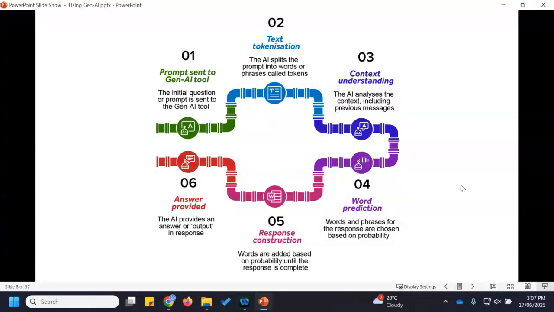So it'll look at previous messages that you've spoken about. It'll look at the information that it's been trained on and try and create a context around your prompt. It'll then try and predict the most likely response that you are looking for based on that context. It'll then construct the response. So it's based on that probability again, and then spit out an answer for you.